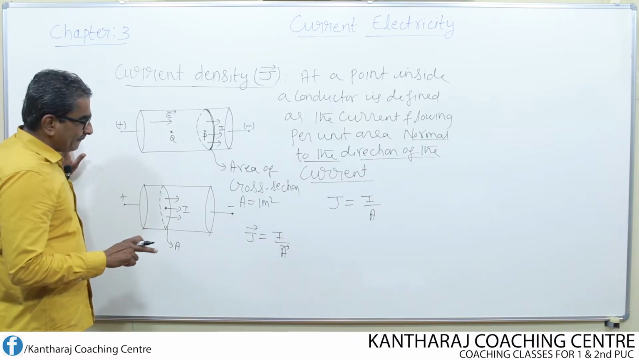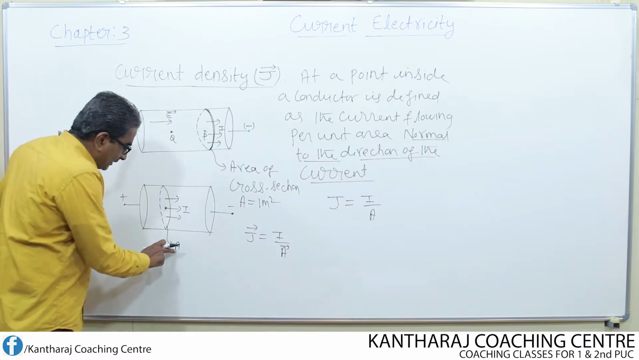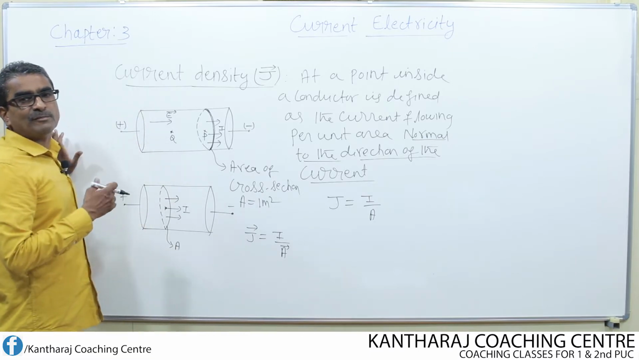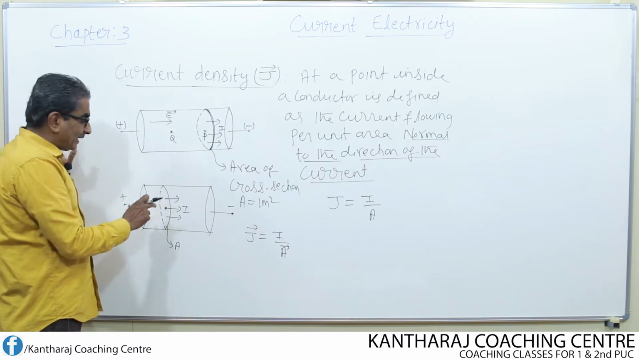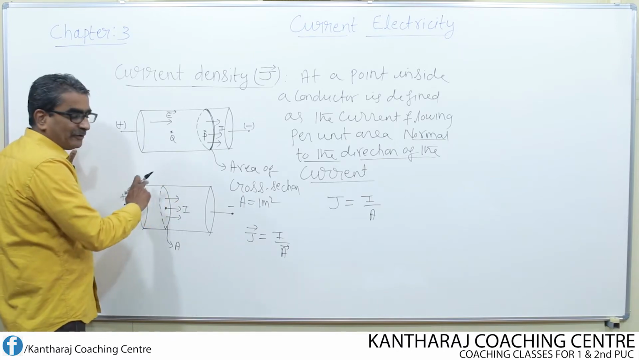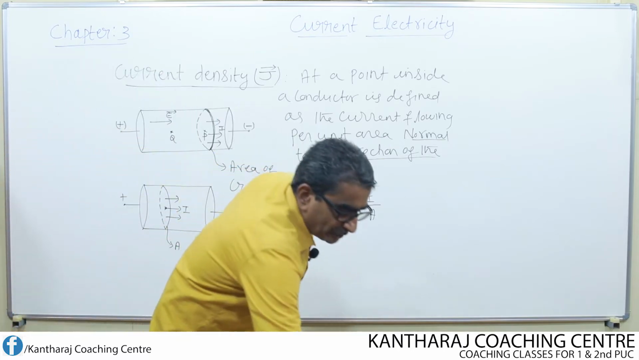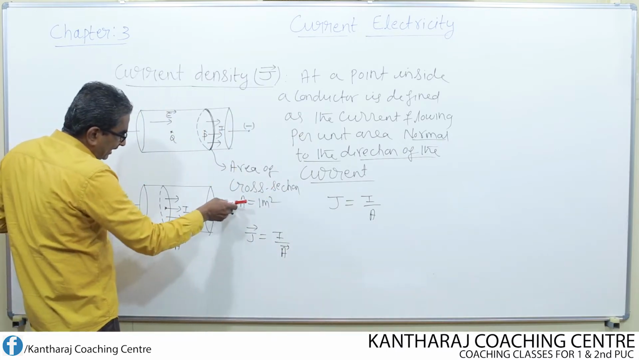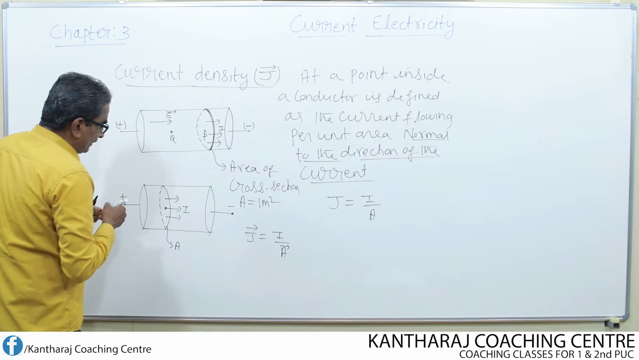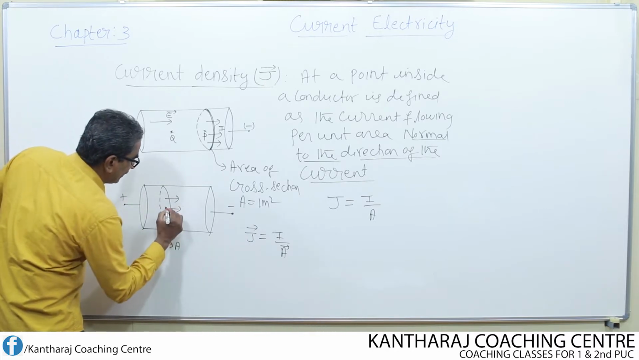Now I can represent the area in the form of a vector known as the area vector. How can I represent this area in the form of a vector? All that I need to do is draw one normal. Look here, to this area I draw a normal in the outward direction. So let us consider the normal like this.